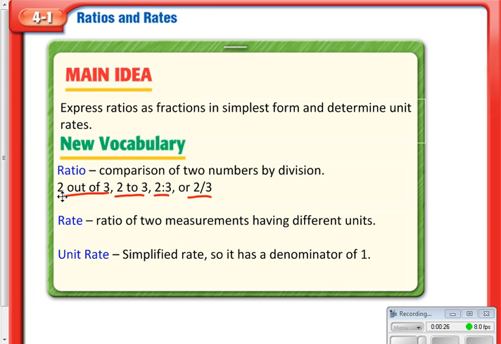A rate is a ratio of two measurements having different units. So they have different units. Unit rate is a simplified rate, so it has a denominator of 1. So it's actually your fraction, or whatever that might be, solved. And we'll give you a few examples here.